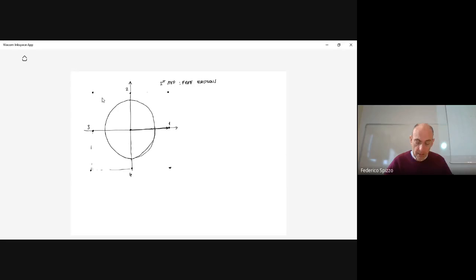So I divide this vector into 2, and I plot here the line corresponding to the half of that vector. I do the same construction with 2, half of that, with 3, half of that, and with 4. So in this way, what I have found is a square, and this square is the first Brillouin zone.